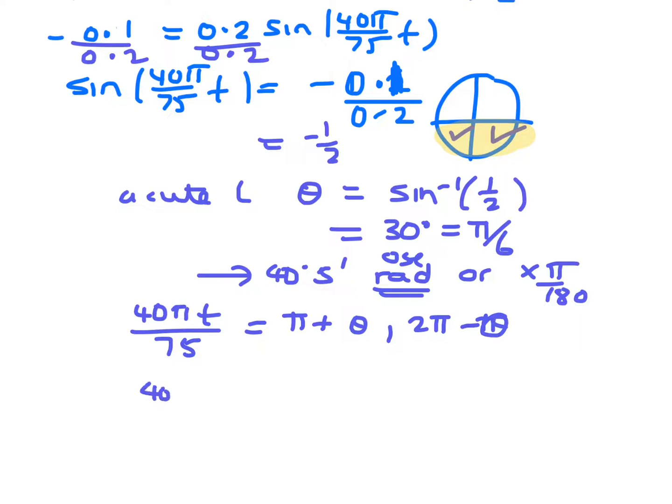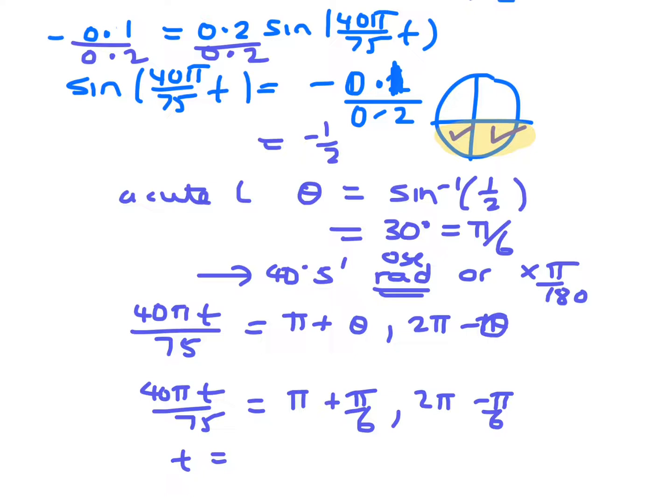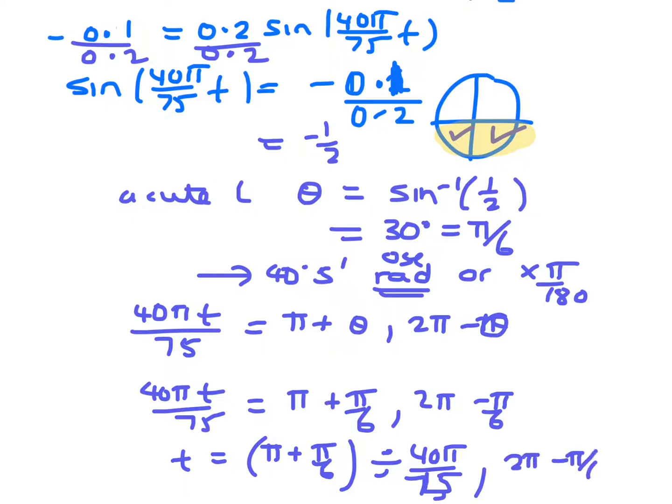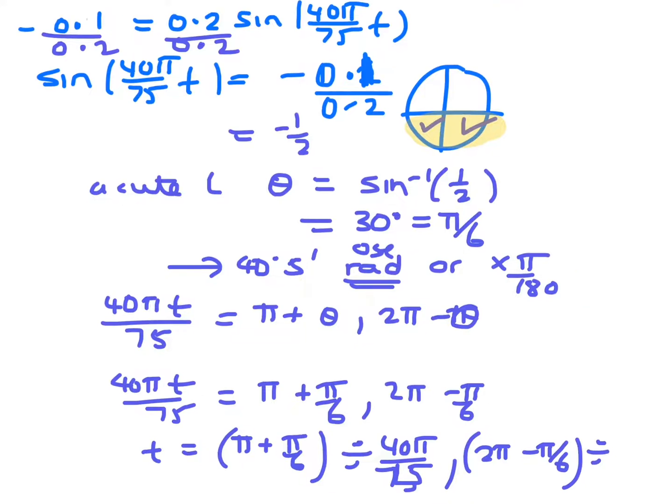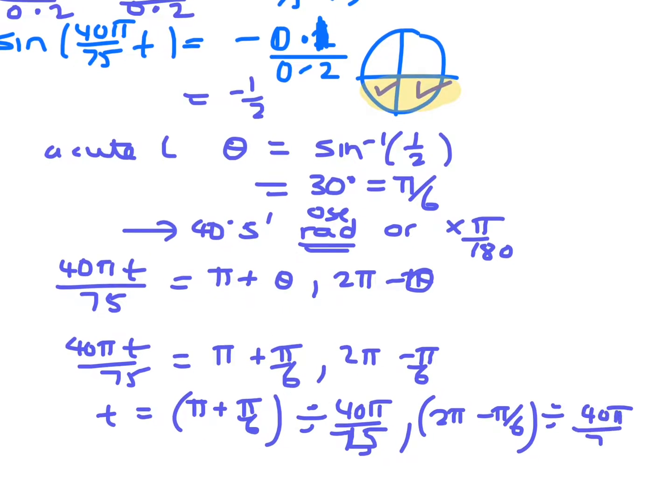That means that you have 40πt/75 = π + π/6 and 2π − π/6. So t is (π + π/6), and it's all in radians, divided by 40π/75, because we're trying to solve for t. And then you go (2π − π/6) divided by 40π/75. So you work out these two times, and the first one you get is 2.1875.